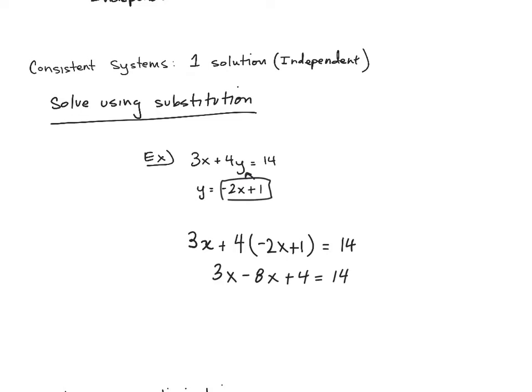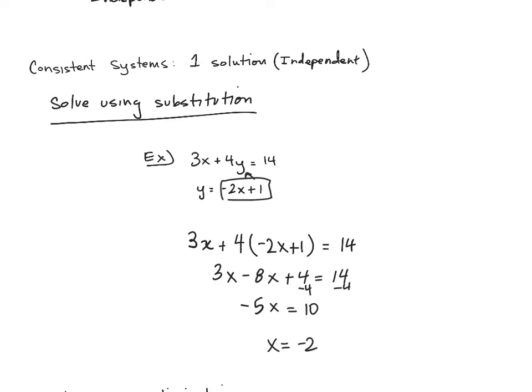Just solve by combining like terms. We get rid of parentheses by distributing the 4, and then subtracting this 4 over to here gets us 10. So dividing by negative 5 means that x equals negative 2.